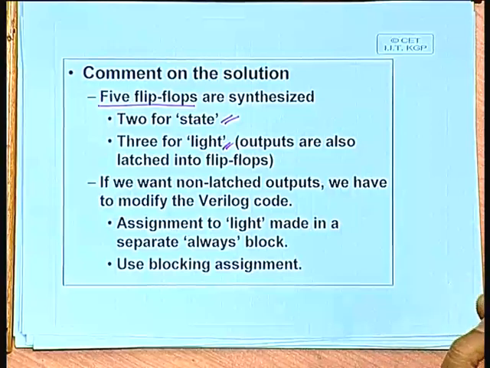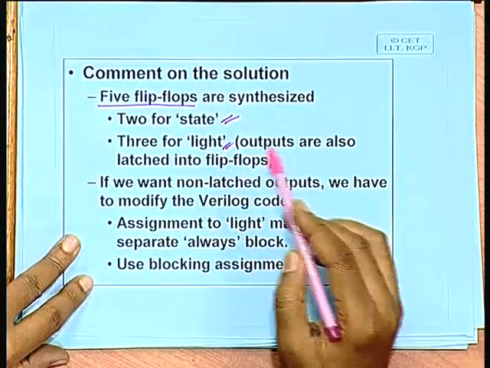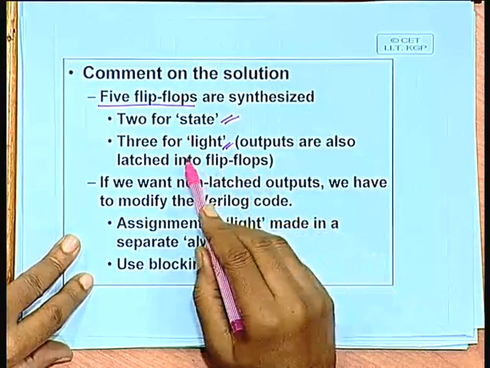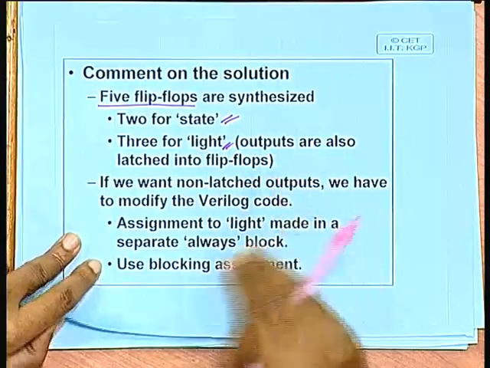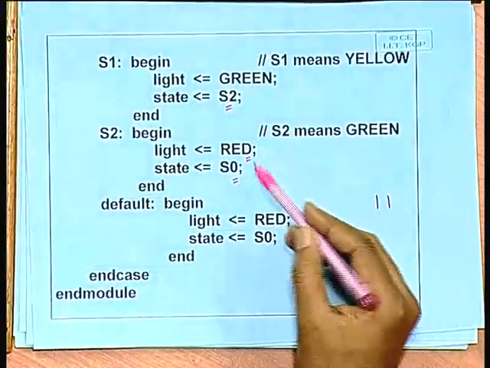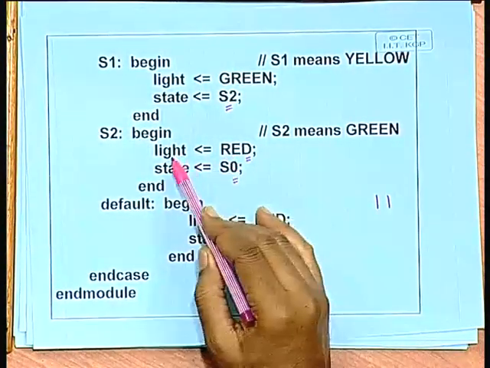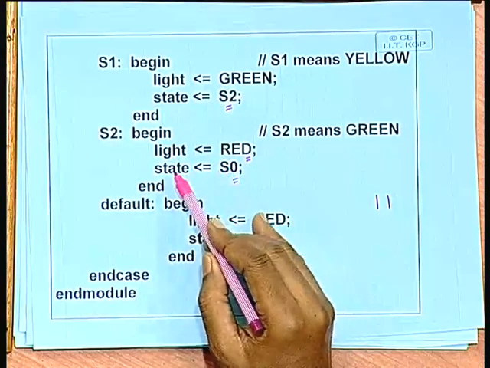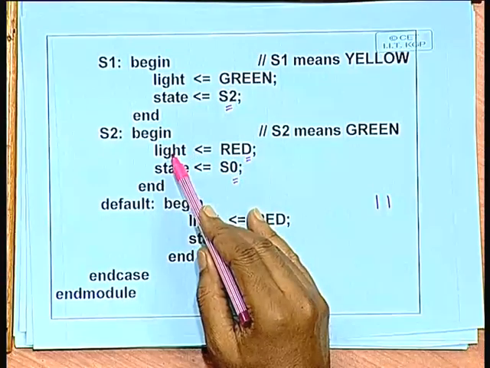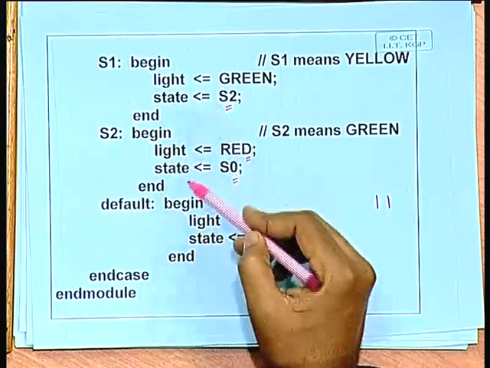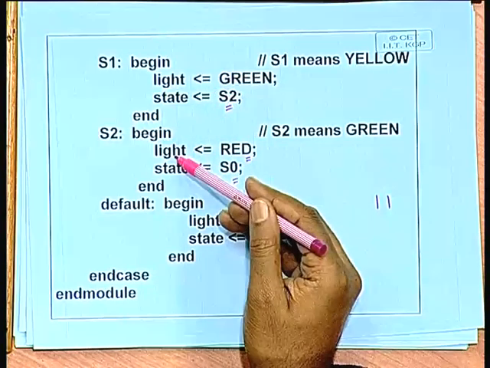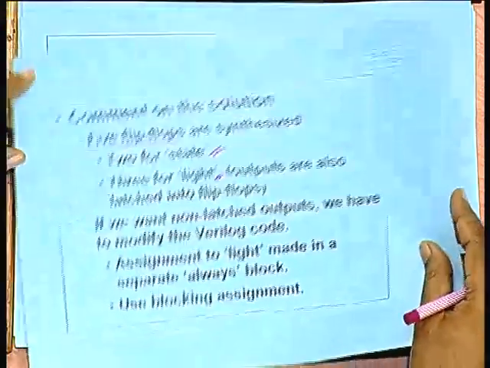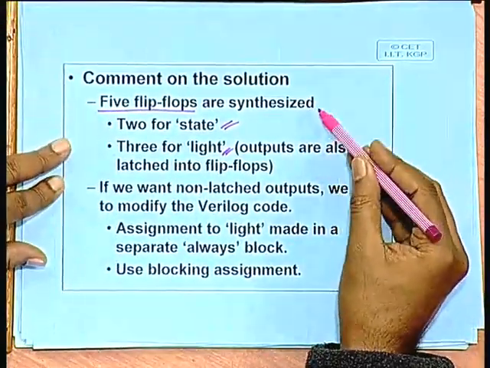But one thing you understand, the lights which are being generated are stored in some latches and from there they generate. Let us again come back to this code. We are storing this red pattern into this light variable and S0 into the state variable. Now, this light variable, by definition, the way you have written the code, is defined as a register and this pattern will get stored into a register. So, this is how the synthesis will take place.